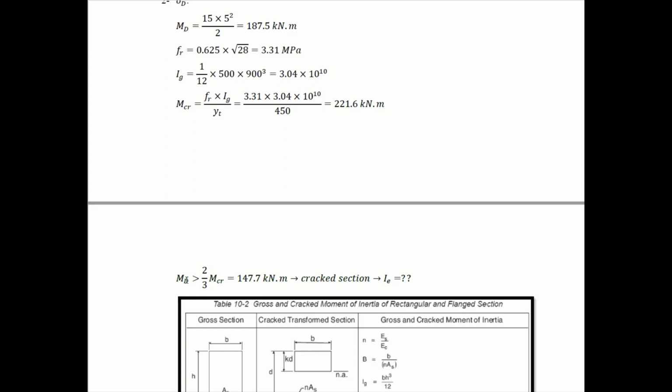In the 2014 version, we used to use only M cracked. So M dead is equal to 187.5. 2/3 M cracked is equal to 147.7. So here it's greater than the limit stated by the code, and therefore the section is cracked. That's why I need to determine I effective.